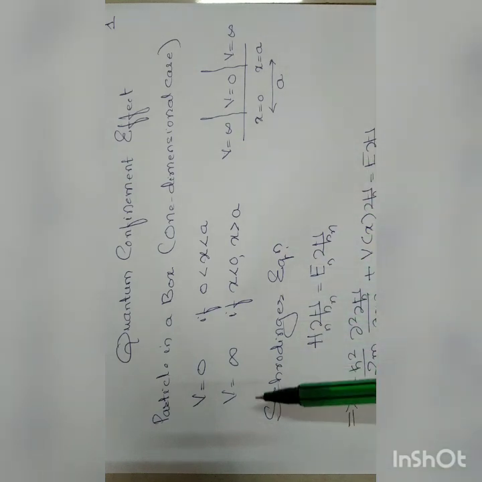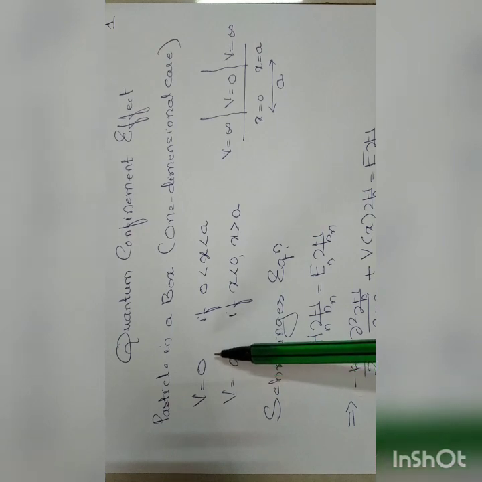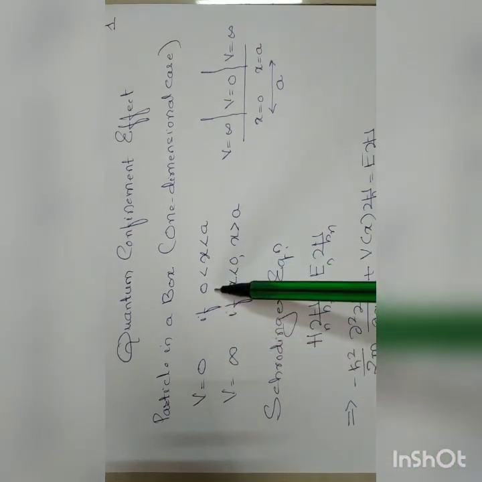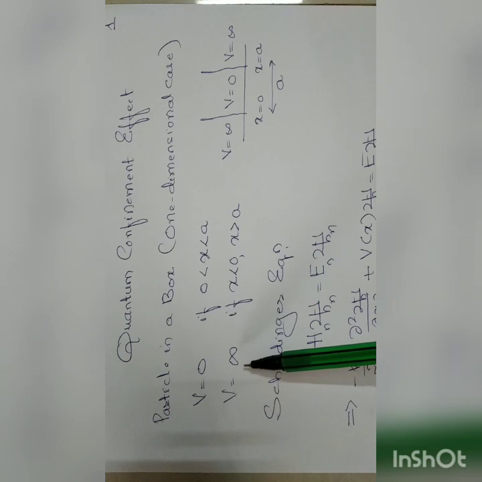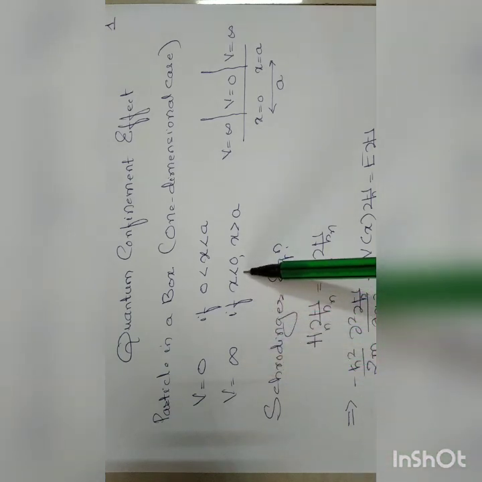The same boundary condition we can write in this way: V of x equal to 0 if the particle lies between x equal to 0 and x equal to a, that is, inside, 0 less than x less than a. Similarly, V equal to infinity if the particle is outside the box, that is x less than 0 or x greater than a. Now we write the Schrodinger equation for this problem, which is quite simple.